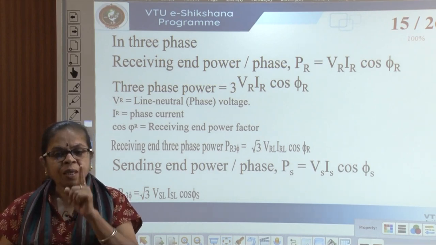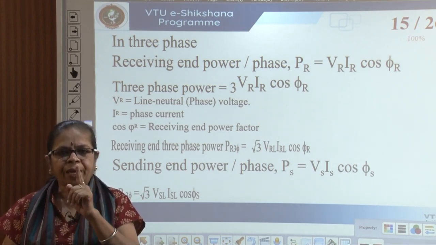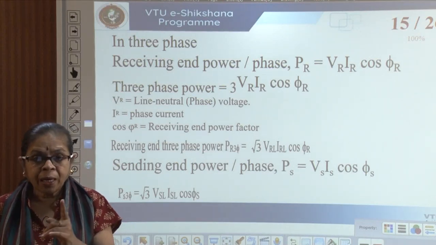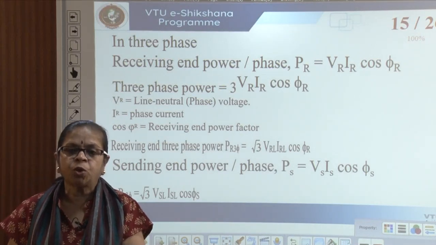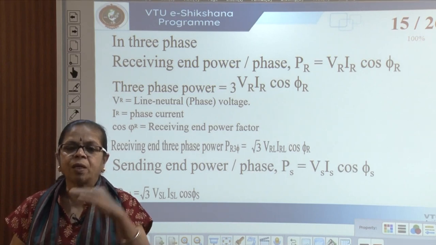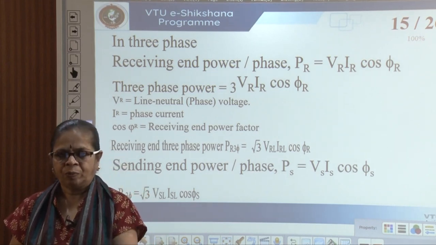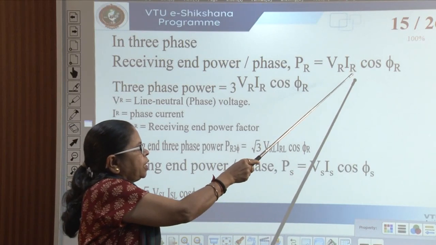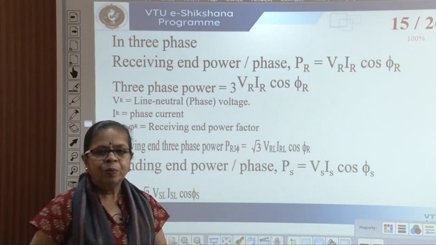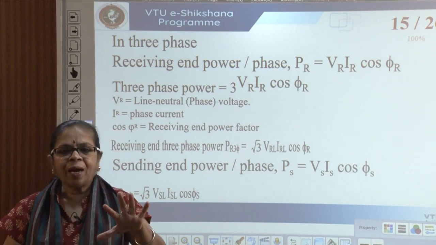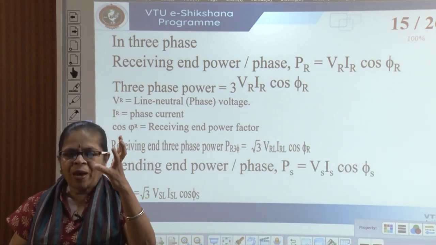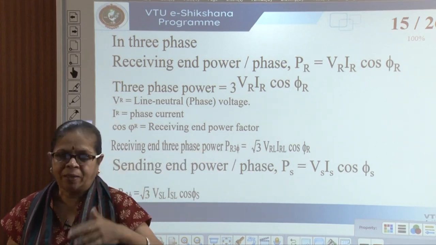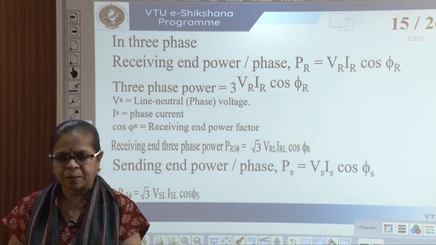But what is the meaning of VR IR cos phi R in three phase systems? Recollect that in three phase systems, I told you, you have to use the line to neutral voltage. So VR represents the line to neutral voltage and this is the phase current, and in cos phi R, the power factor you can only define in each phase. You can't define line to line power factor, it doesn't even exist.